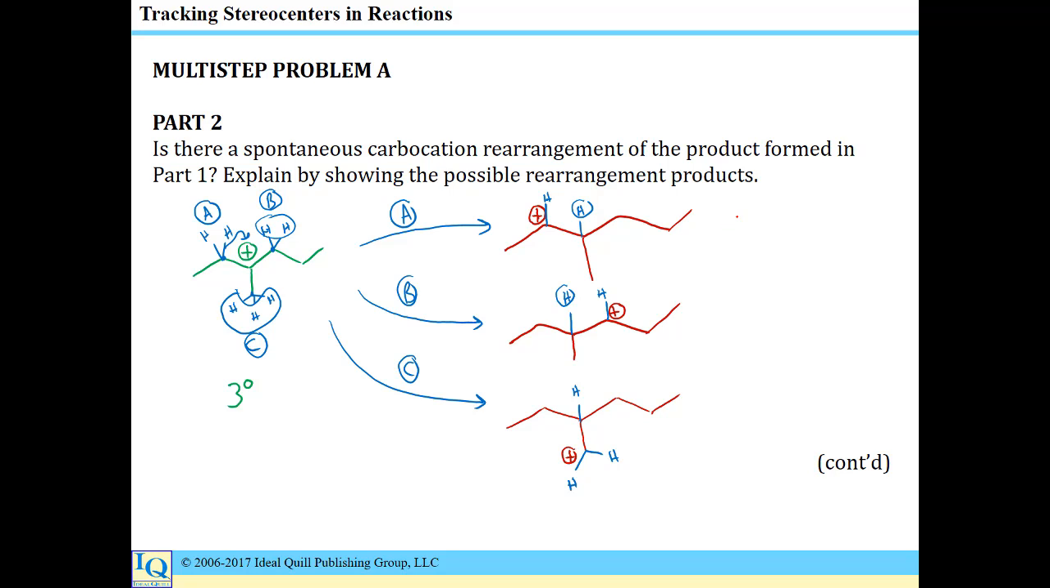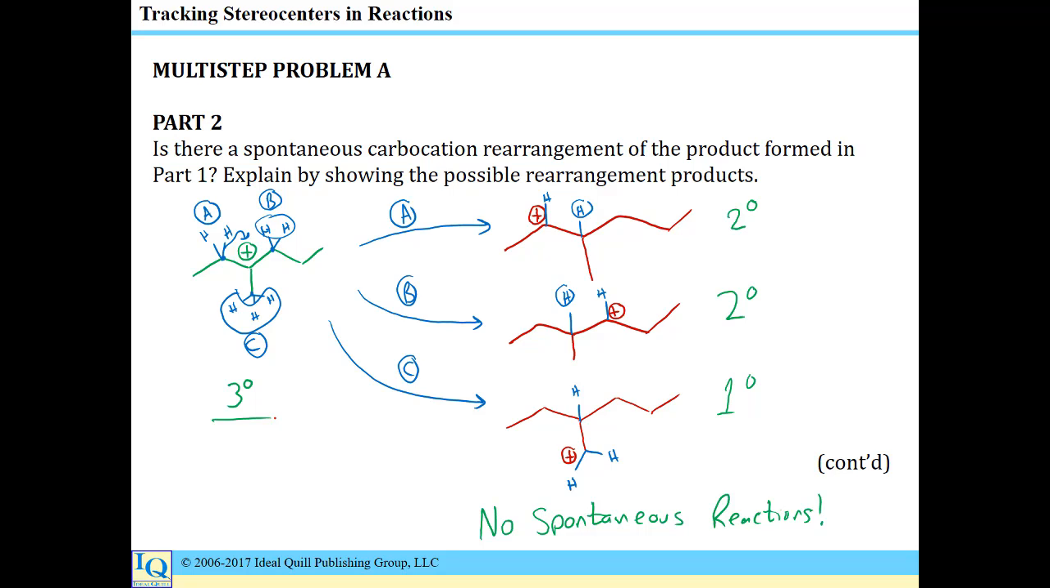The carbocation formed through pathway A is a secondary carbocation. Pathway B is also a secondary carbocation. Pathway C leads to a primary carbocation. Each of these secondary or primary carbocations is less stable than the starting tertiary carbocation, so none of these are going to be spontaneous rearrangement pathways.